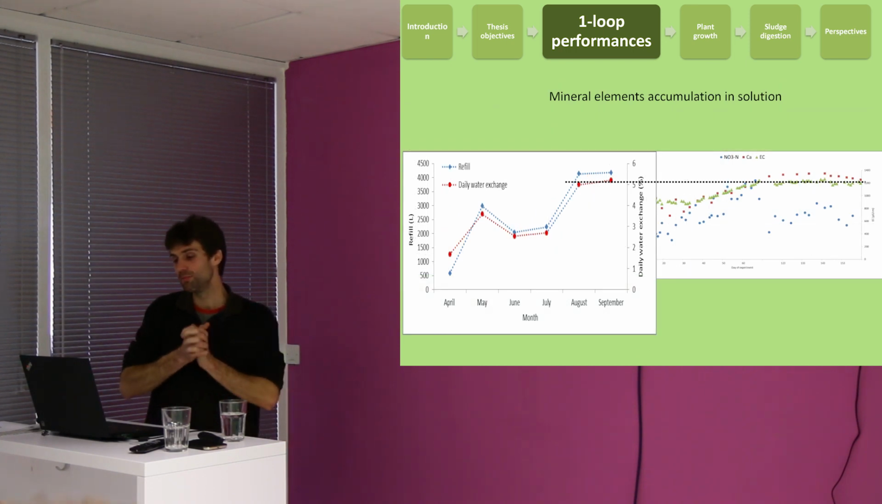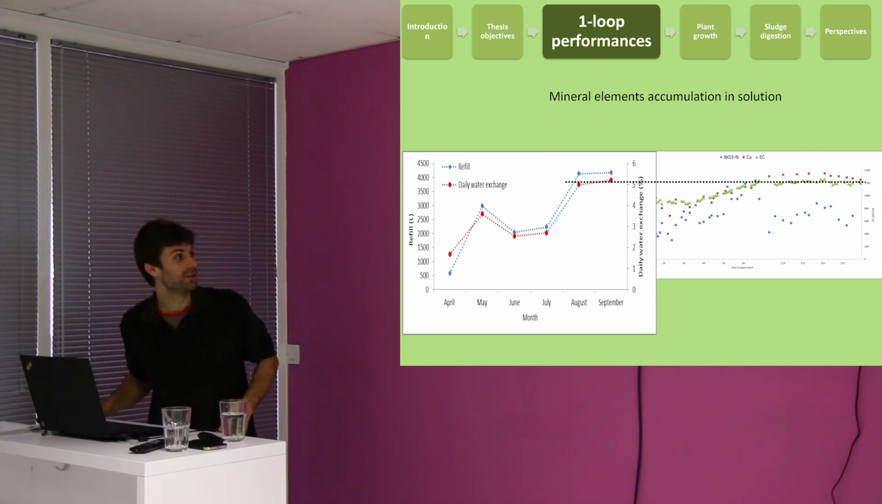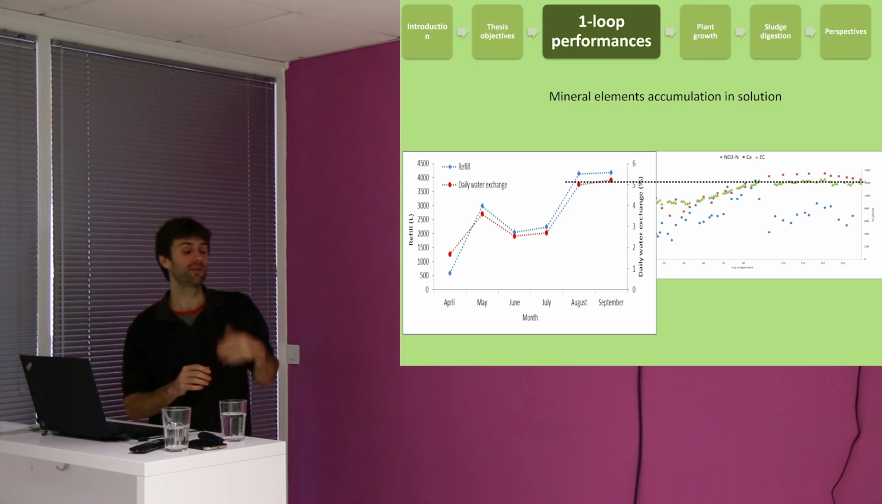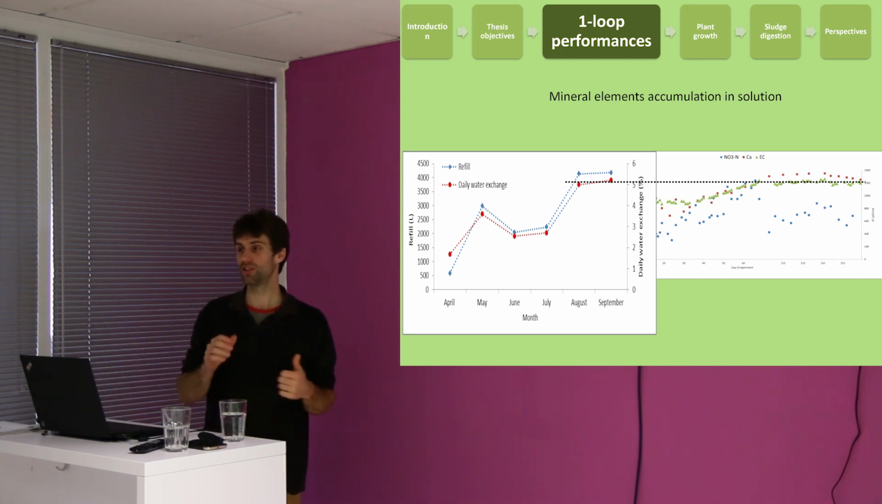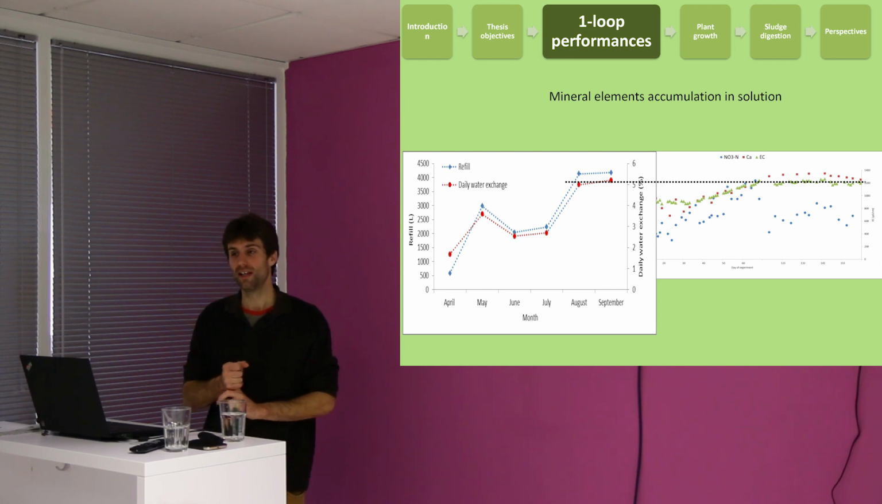So regarding now the mineral elements accumulation in solution, what we saw is that what controlled the EC the most was just nitrates and calcium in our case, which means that the other nutrients didn't accumulate really quickly.